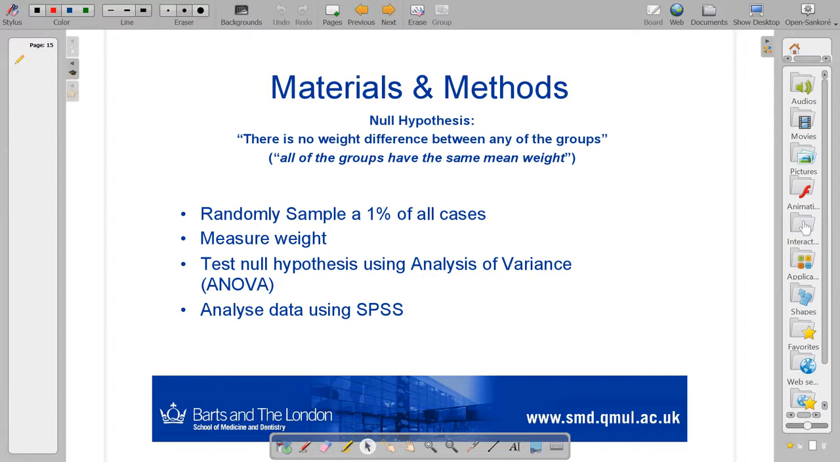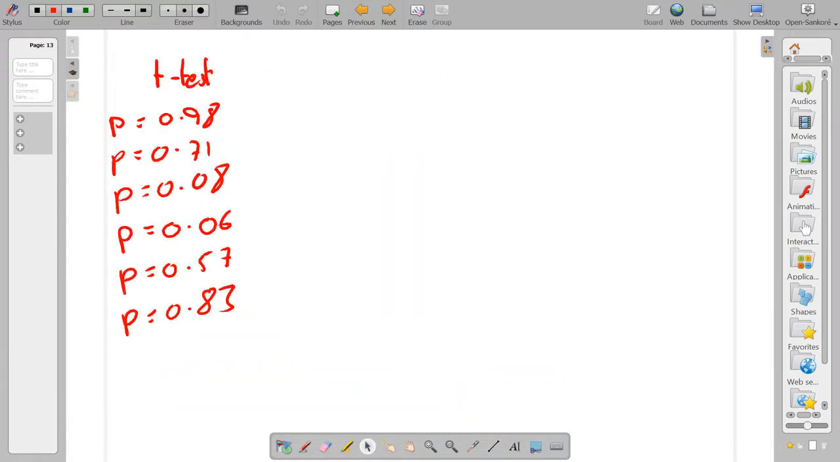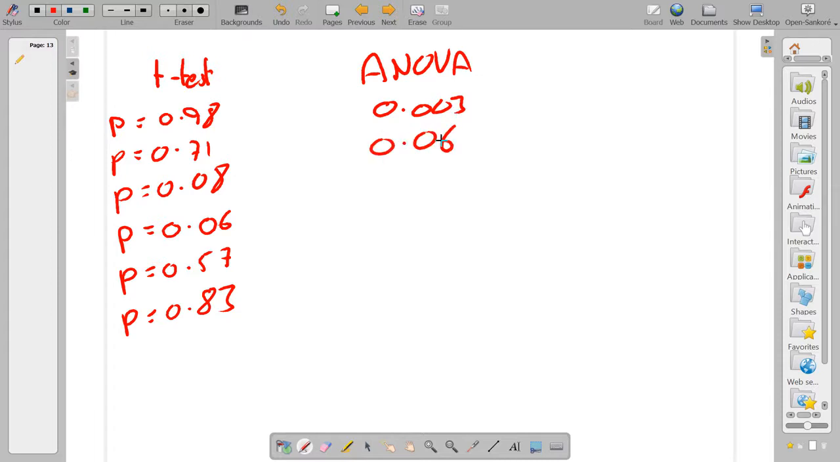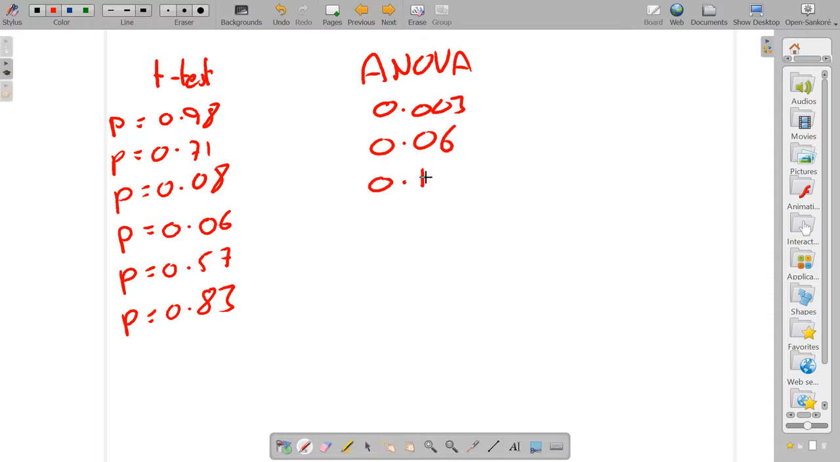Okay, so I'm going to just go back to my page here. And so now I'm going to write, and you can do the same, or you can simply watch. I'm going to write here, ANOVA. So you had, was it 0.003? Okay, so we've got P equals 0.003. We had P equals 0.06. I had 0.015. I'm going to call that 0.02.